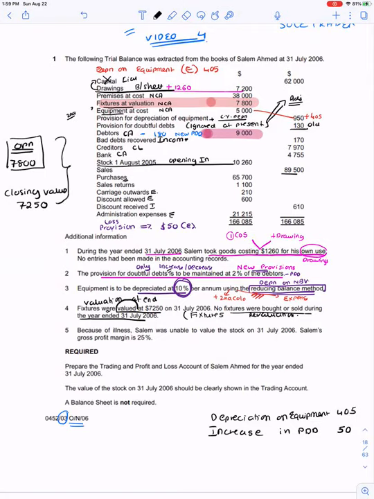That means I can find the depreciation of fixtures for the current year. How much? It will be the difference, 7,800 minus 7,250. So 550 is the depreciation for fixtures in the current year. 550 will come in the second column of the balance sheet.